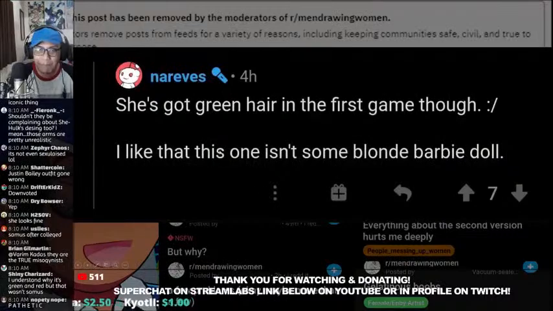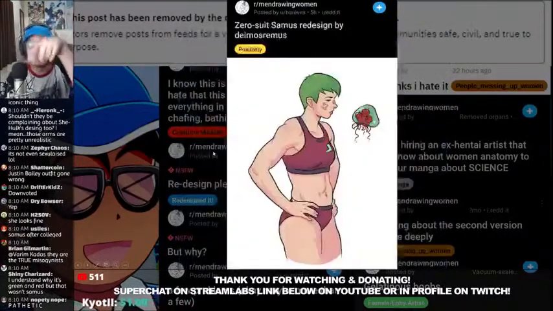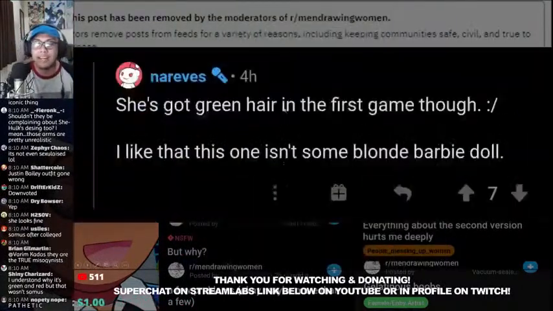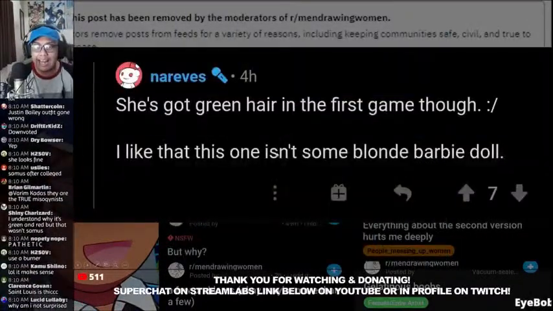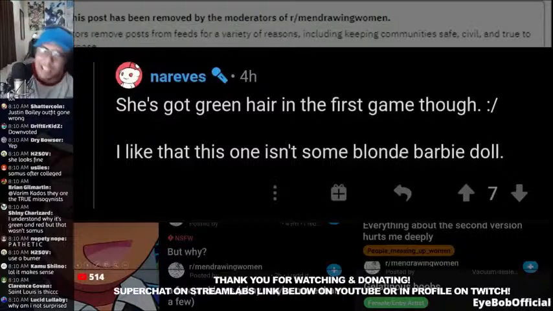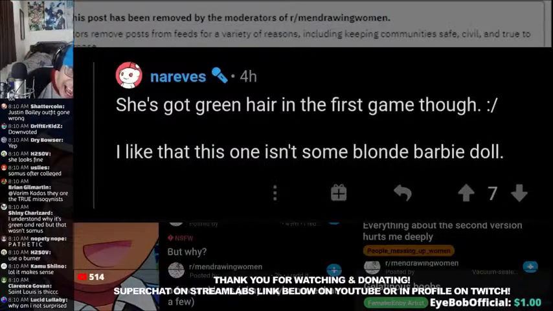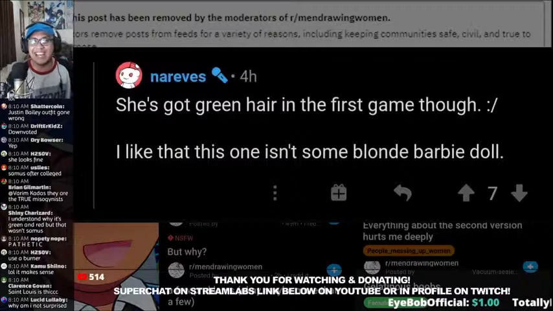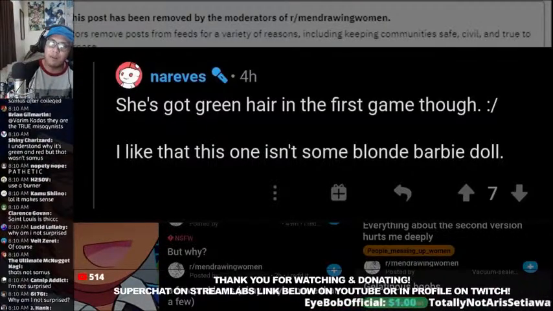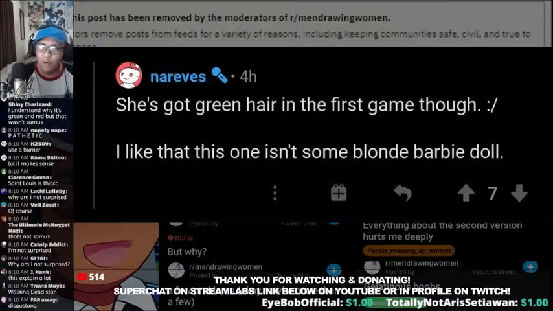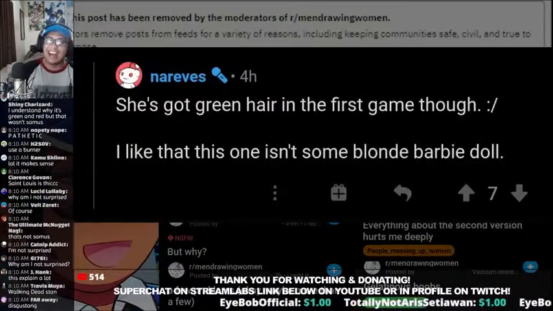Oh, also, I misplaced the positions here. My bad. She got green hair in the first game. Yeah, this Samus over here. Yeah, she got green hair in the first game. I like that this one isn't some blonde Barbie doll. Excuse me, you fucking sexist. Excuse me, what the fuck? What in the name of what? What the fuck, dude? What?